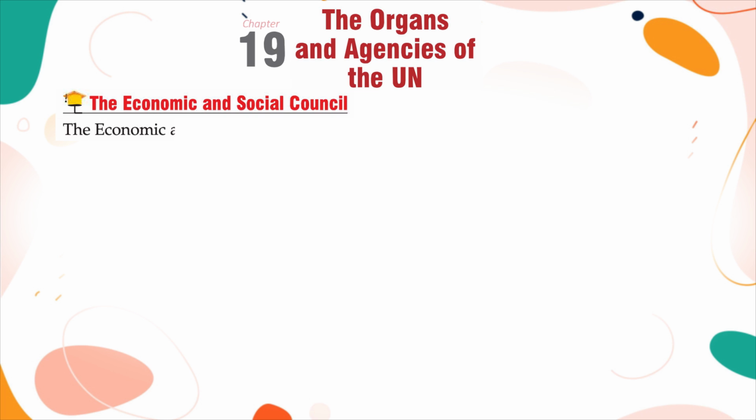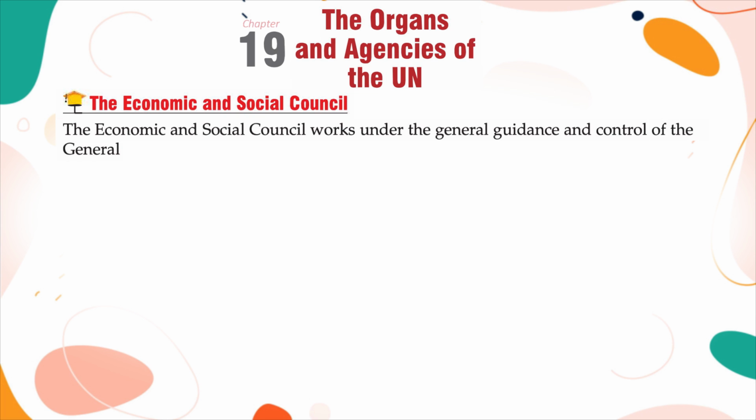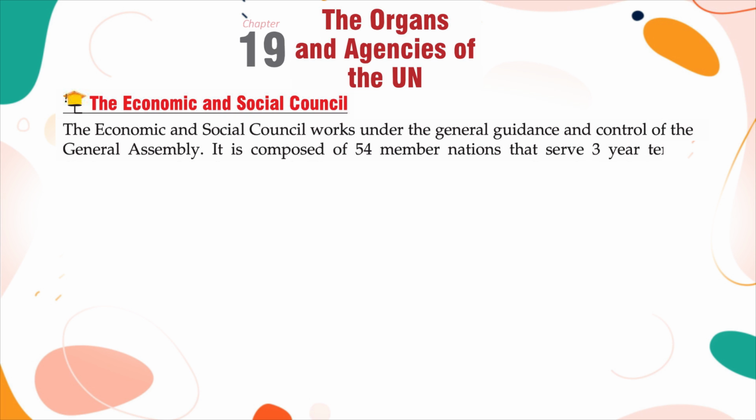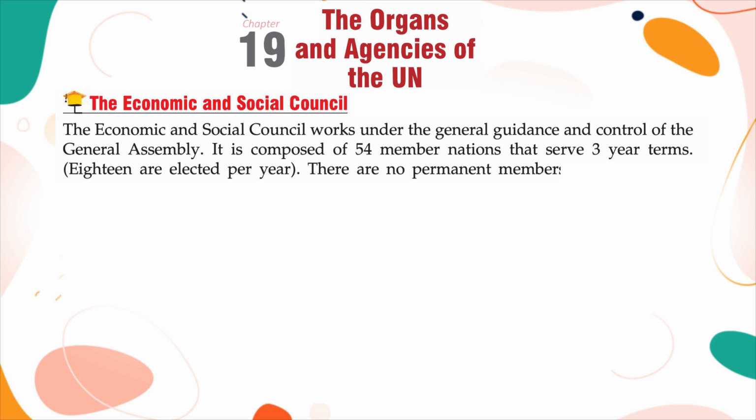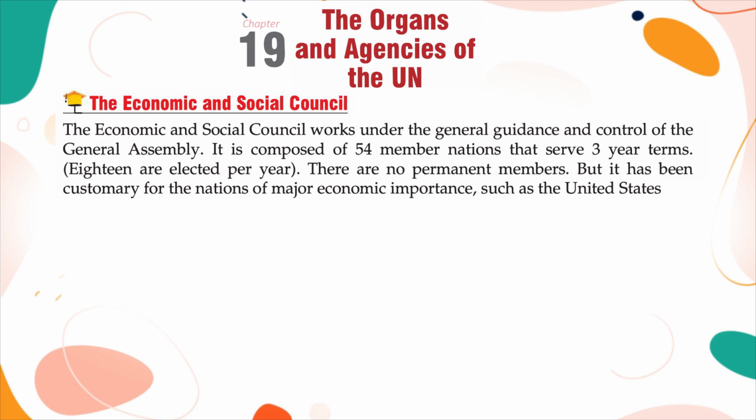The Economic and Social Council works under the general guidance and control of the General Assembly. It is composed of 54 member nations that serve 3-year terms. 18 are elected per year. There are no permanent members, but it has been customary for the nations of major economic importance, such as the United States and the Russian Federation, to be re-elected.